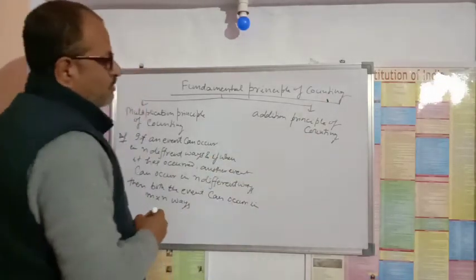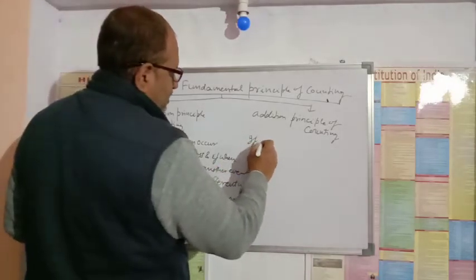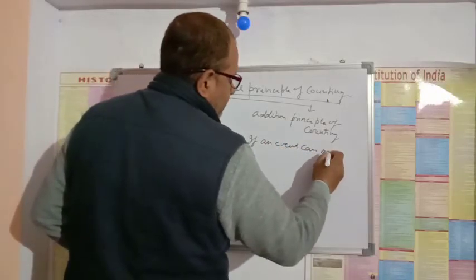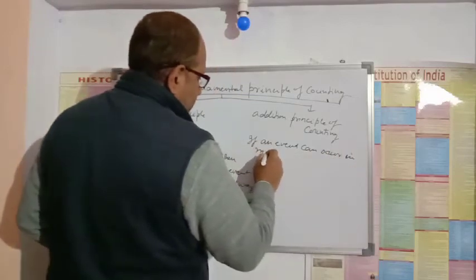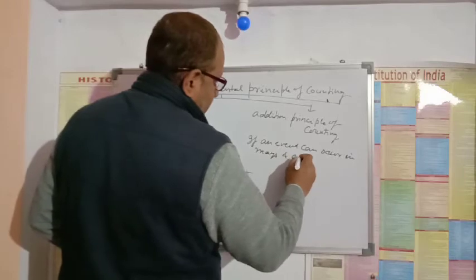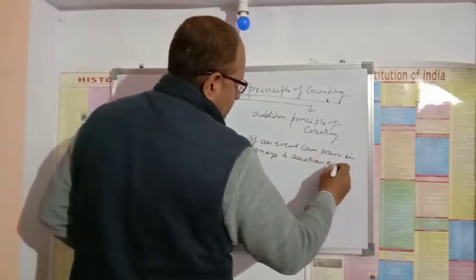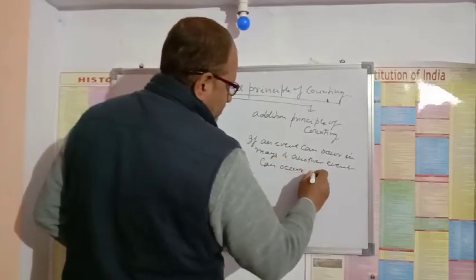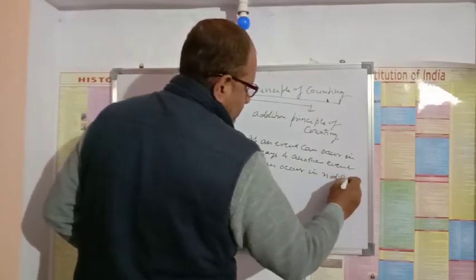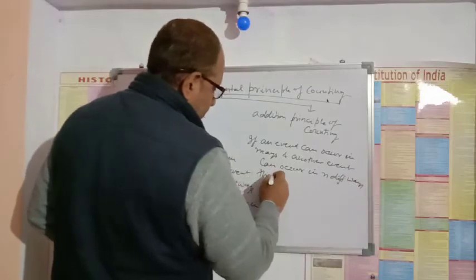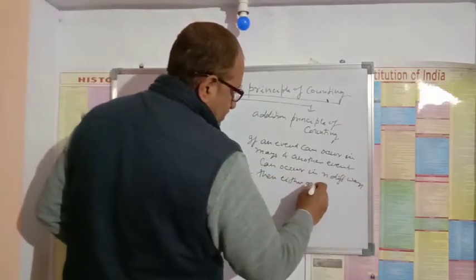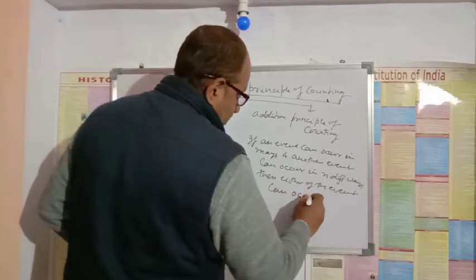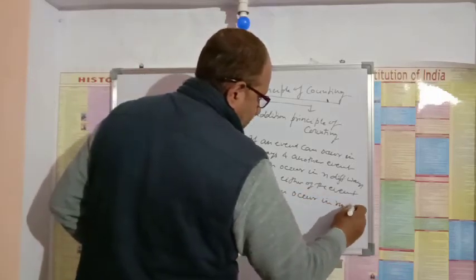And what is addition principle of counting? If an event can occur in m ways and another event can occur in n different ways, then either of the events can occur in m plus n ways.